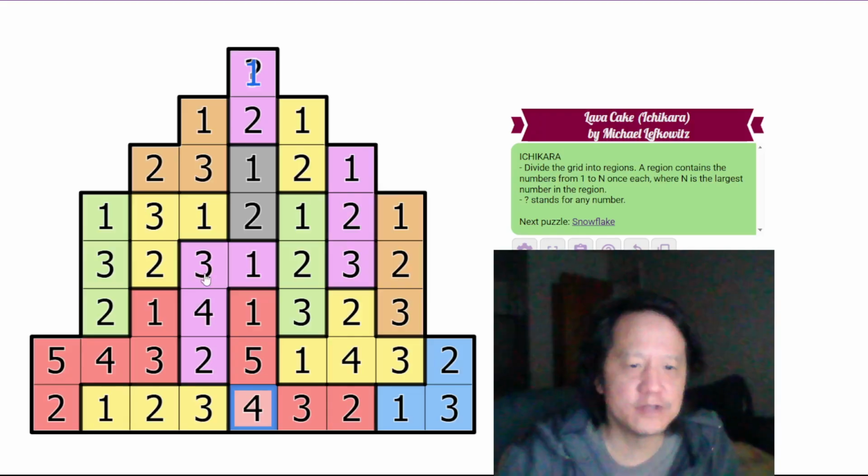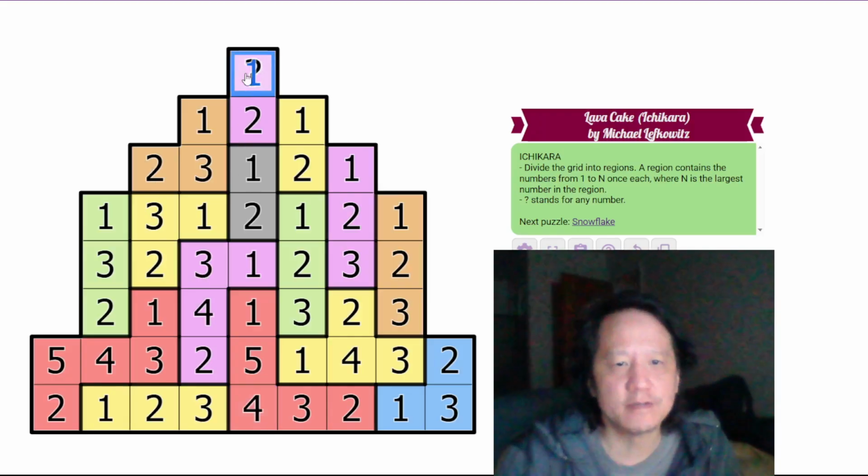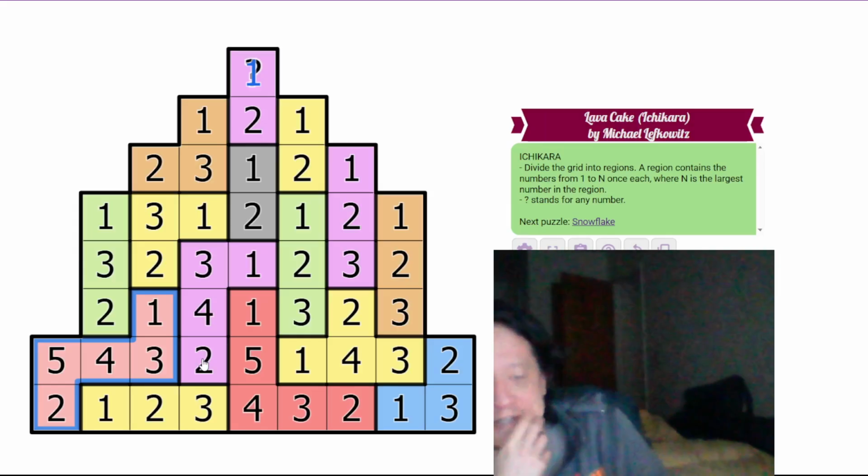Okay, so every region should be set. We have 1, 2 here, 1, 2 here, 1, 2 here. 1, 2, 3 in several regions, and 1, 2, 3 here. This is 1 through 4, this is 1 through 4, and this is 1 through 5, and this is 1 through 5. Huh, that was actually very interesting.